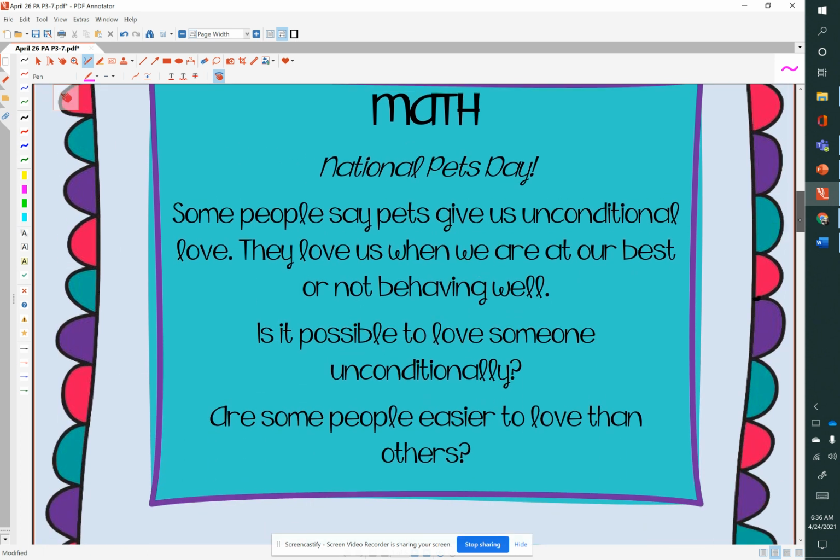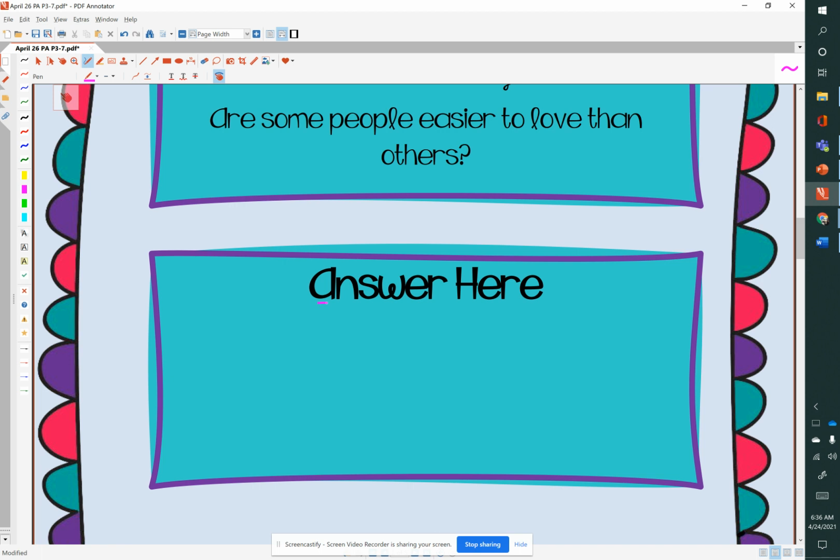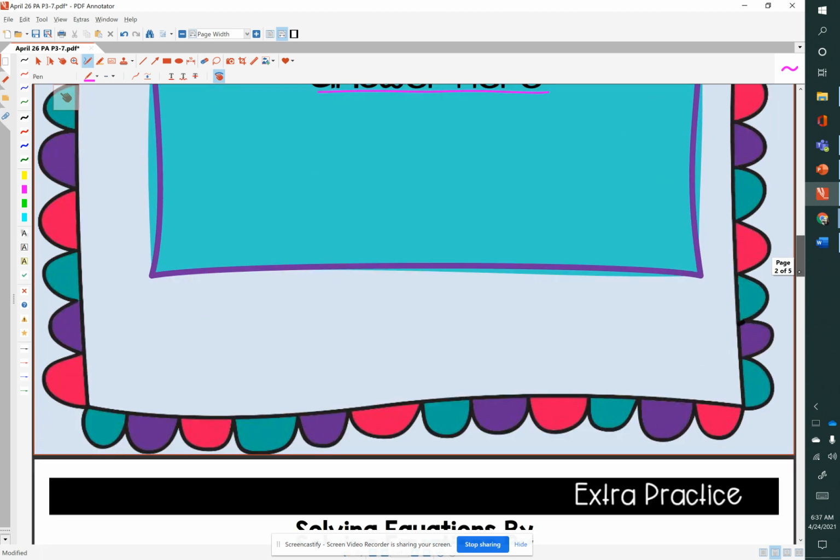Okay, National Pets Day today. Some people say that pets give us unconditional love. They love us when we are at our best or when we're not behaving well. Is it possible to love someone, a person, unconditionally? Are some people easier to love than others? So, it's okay to think about that and write something about that right here.